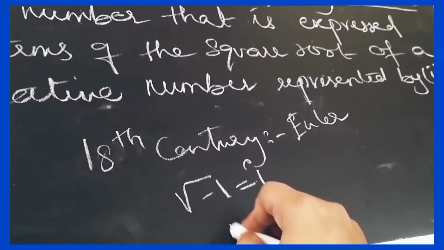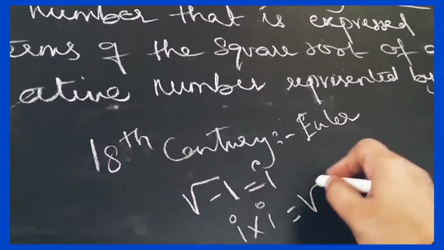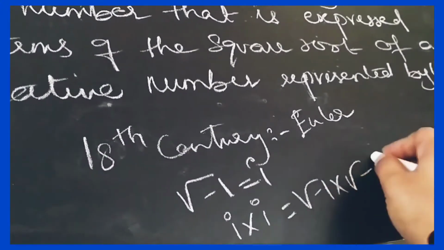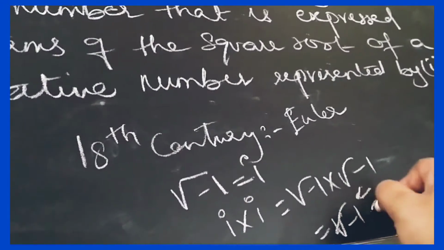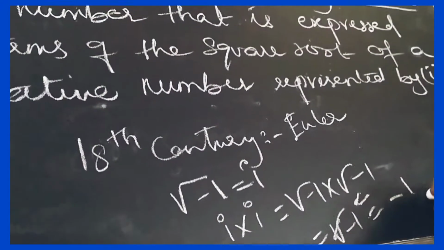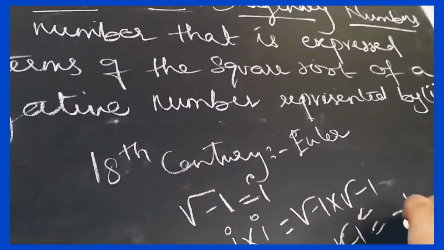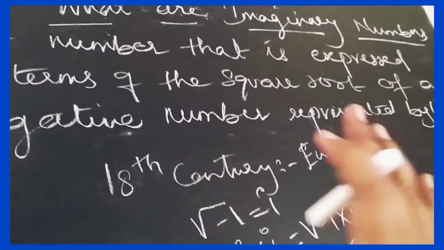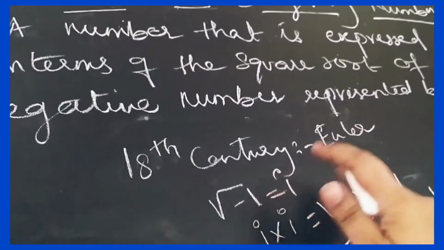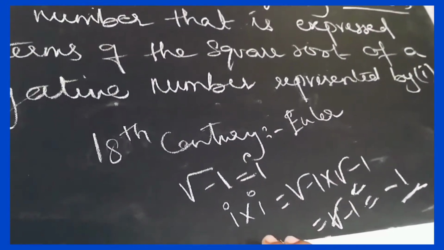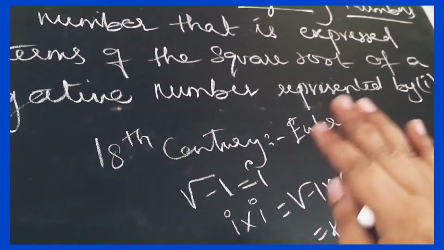So i into i is root minus 1 into root minus 1, which we can write as root minus 1 whole square. The root and the square cancel, and the answer is minus 1, a negative number. So a number that is expressed in terms of the square root of a negative number is represented by i.